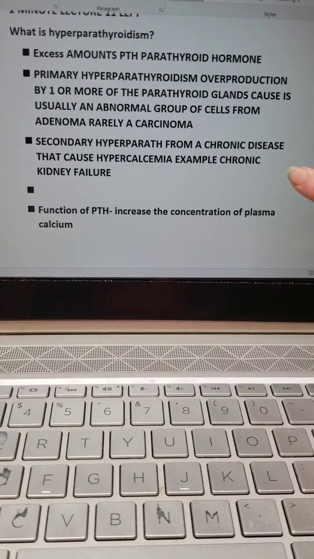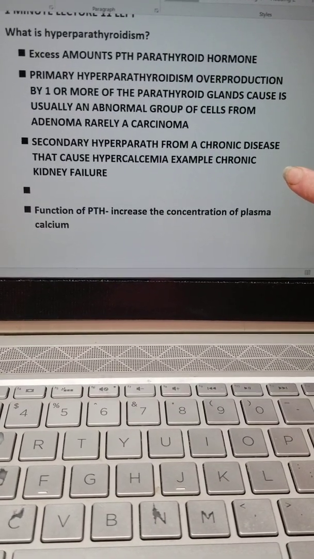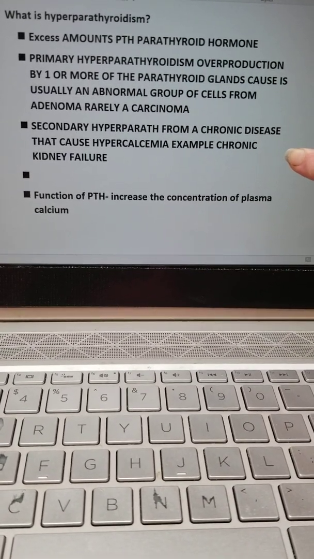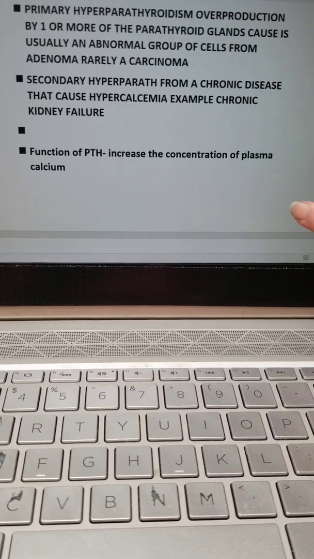Secondary hyperparathyroidism would be from a chronic disease that can cause hypercalcemia, for example, chronic kidney failure, CKD.